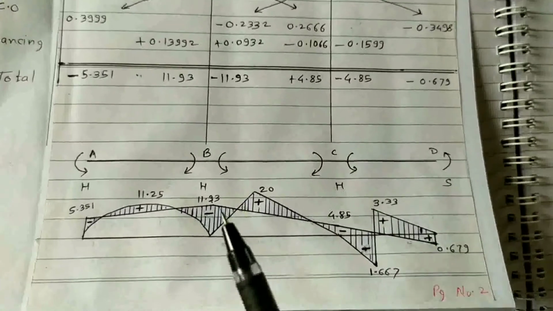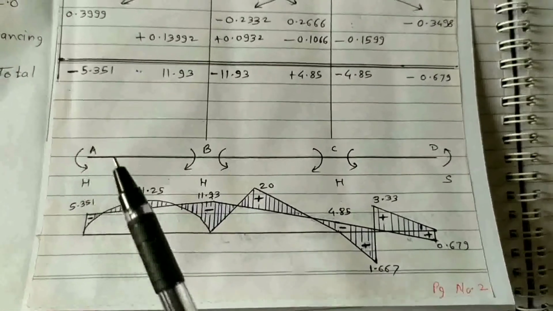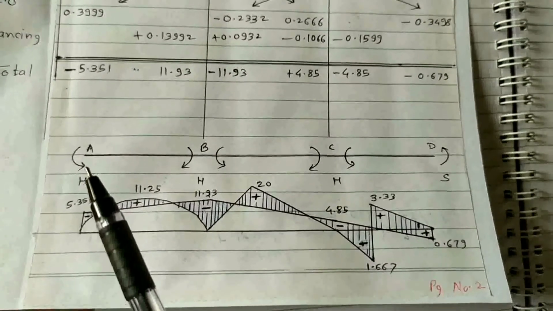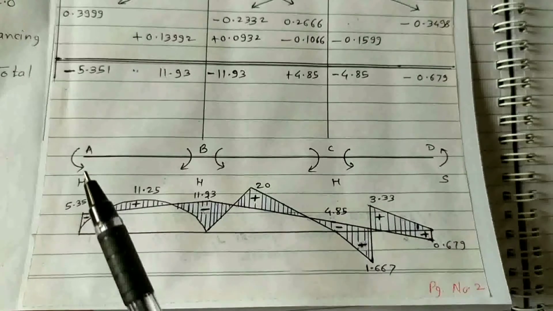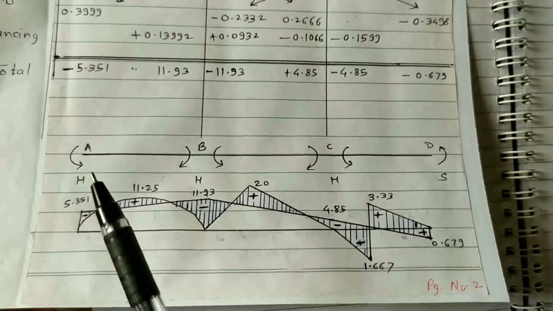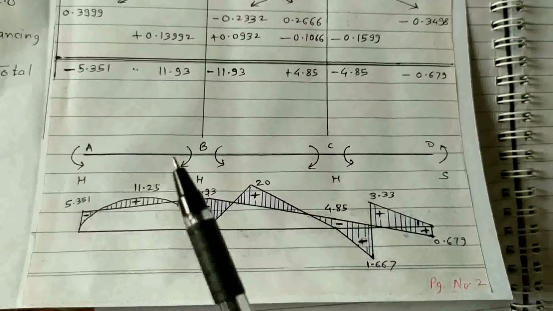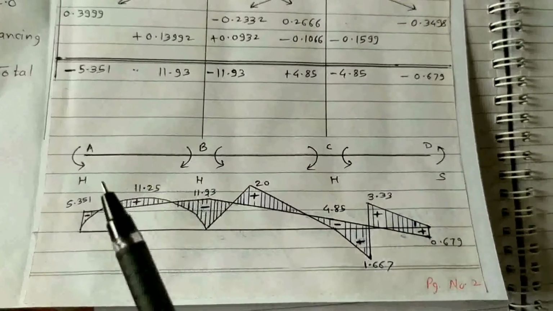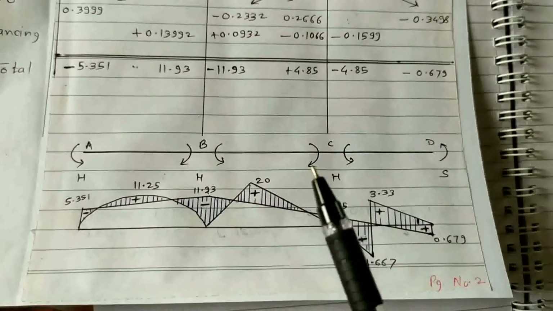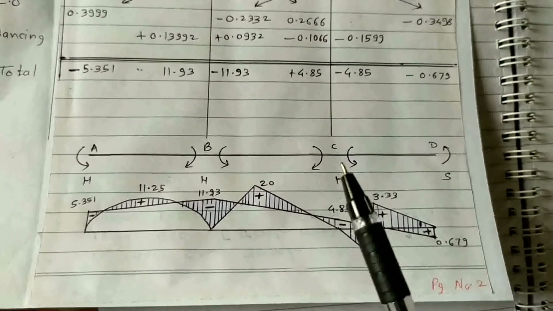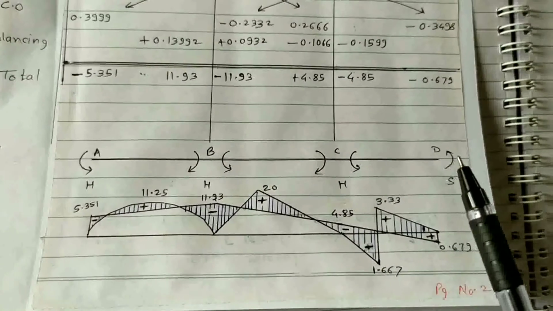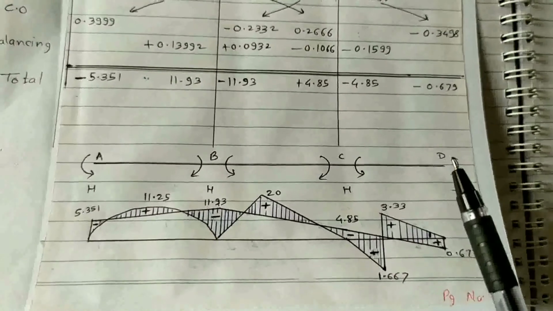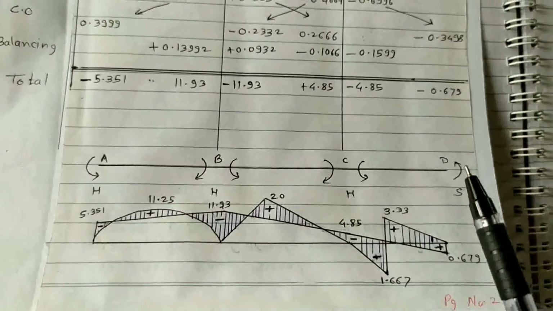Likewise, next just observe the curves. Here the arrows are below a particular baseline, that is it is showing hogging type of bending moment. So at supports A, B and C there exists a hogging type of bending moment, that's why I have written H. Okay, so at supports A, B, C there will exist a hogging type of bending moment, and at support D, as the arrow is above the baseline, at D there will exist a sagging type of bending moment.